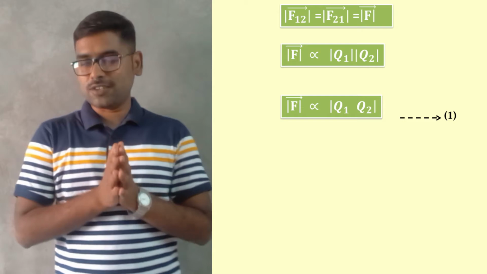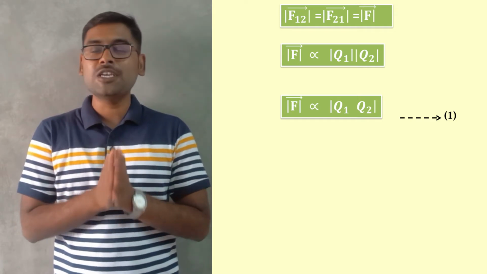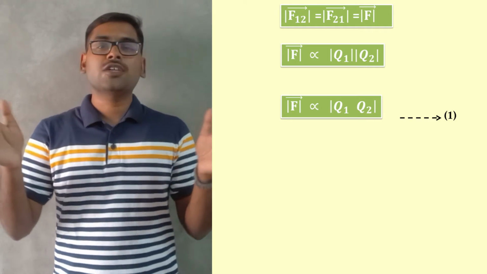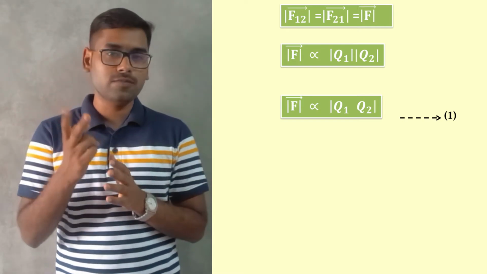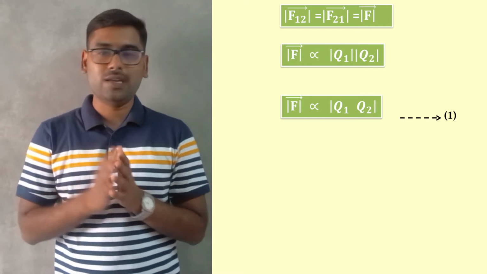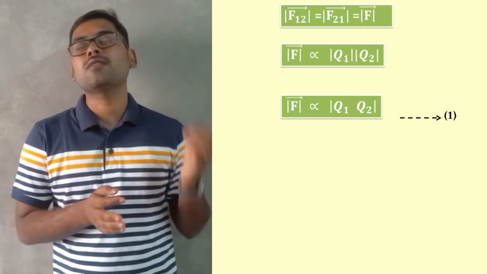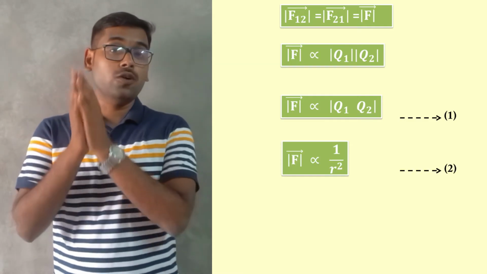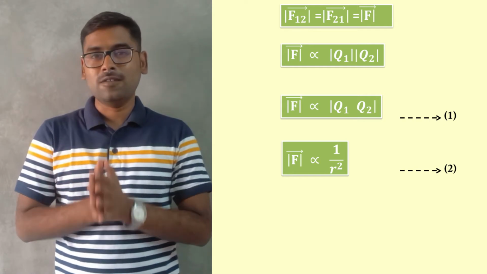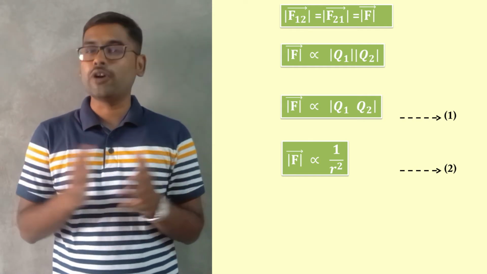Now if you look at the next relation, Coulomb's law says that the force between 2 point charges is inversely proportional to the square of the distance between them, which means if you increase the distance between 2 point charges, the force between them will reduce. To be precise, if you increase the distance by 2 times, the force will reduce by 4 times. Now if I write this relation mathematically, I have mod F is directly proportional to 1 by r square. Here r is the distance between 2 point charges.